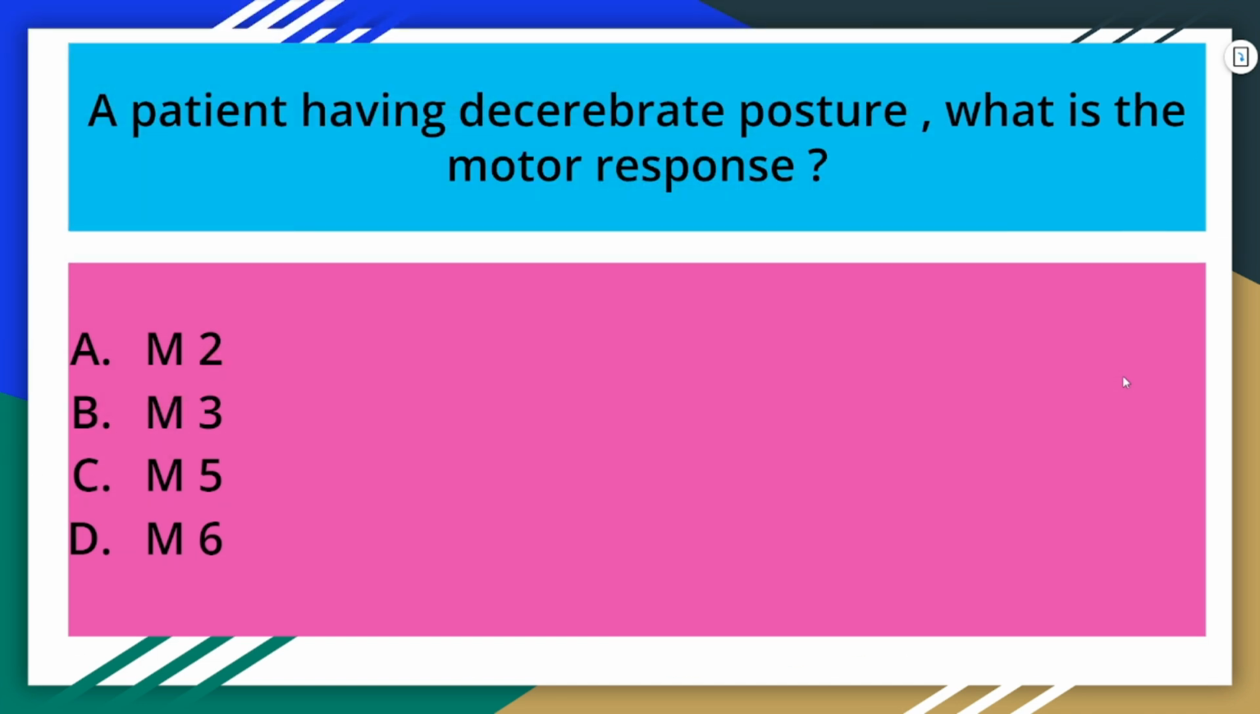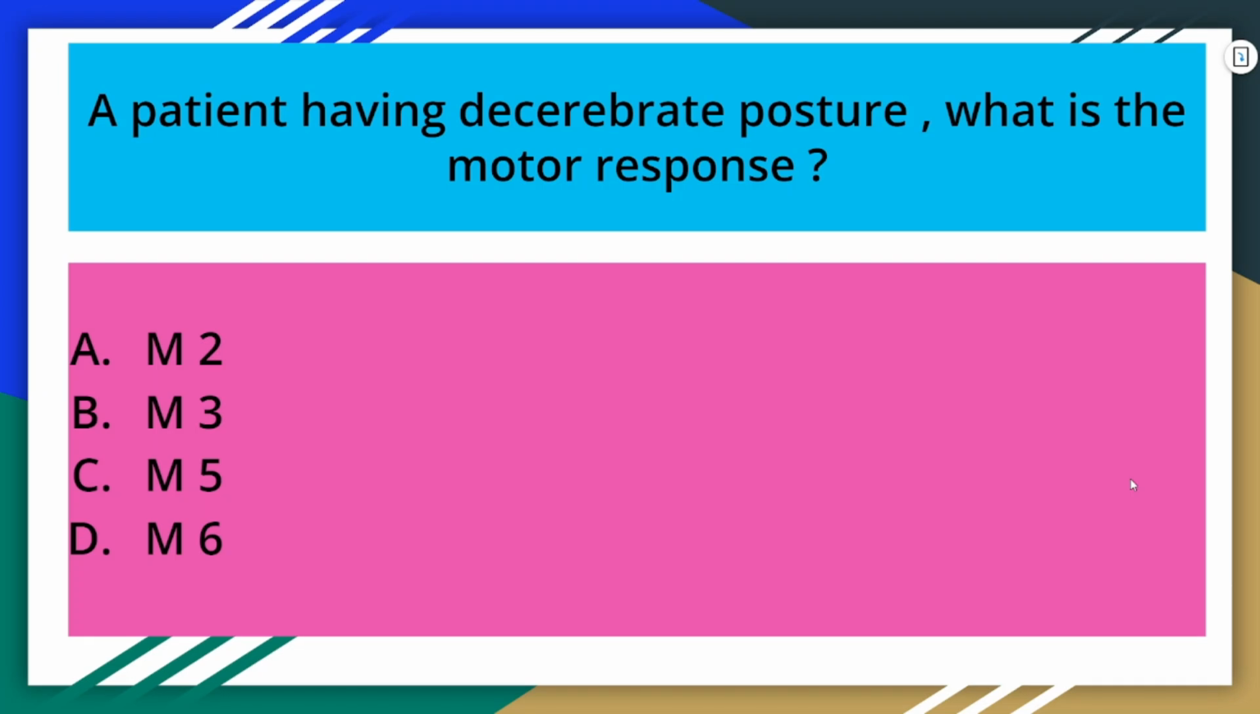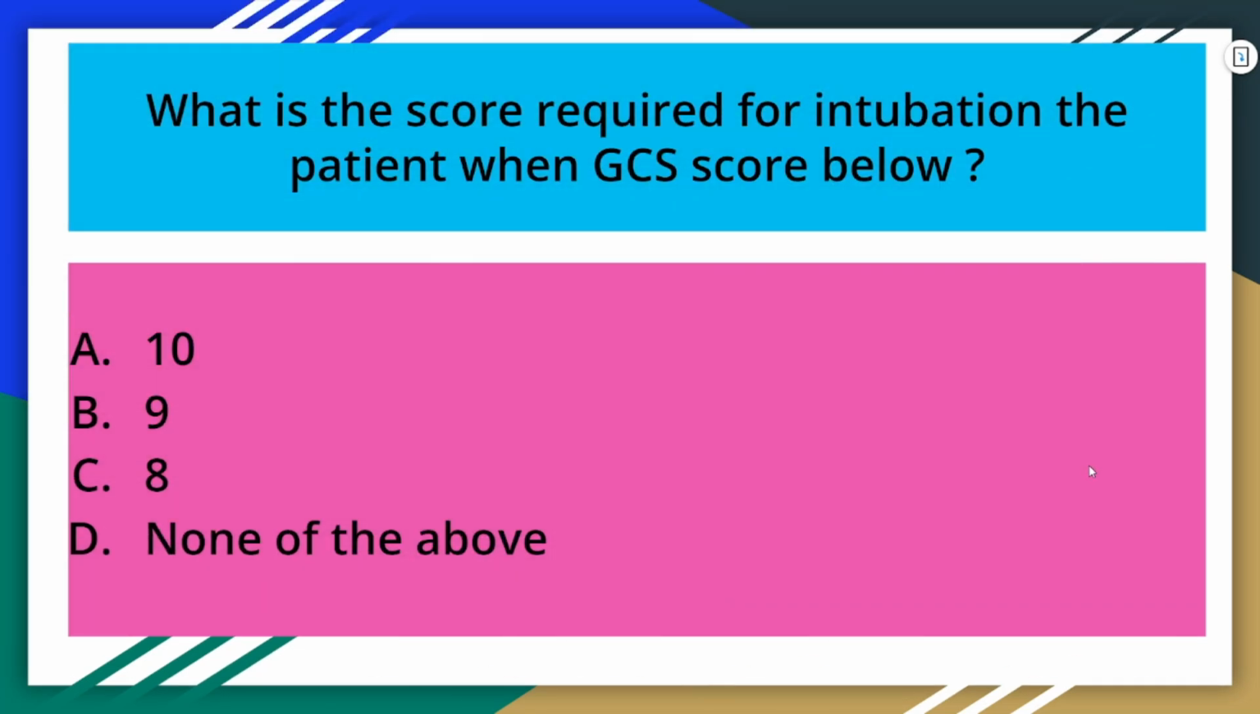A patient has a decerebrate posture. What is the motor response? Decerebrate is abnormal extension, and abnormal extension is scored as 2. So the correct answer is M2. What is the GCS score at which a patient should be intubated? It is believed that a patient with an acute GCS of less than or equal to 8 should be intubated to avoid aspiration. Aspiration could lead to several complications, the main one being aspiration pneumonia and pneumonitis.